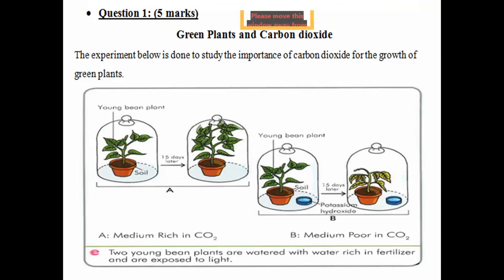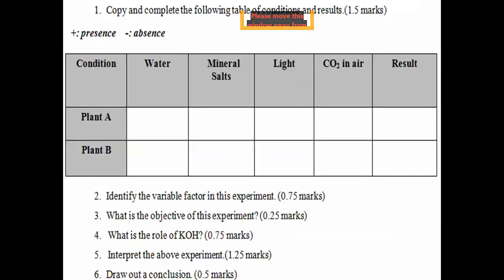This indicates that the green plants need carbon dioxide, or carbon dioxide is needed for the growth of the green plants. Conclusion: carbon dioxide is important for the growth of the green plants. Here I finish interpret and conclusion.